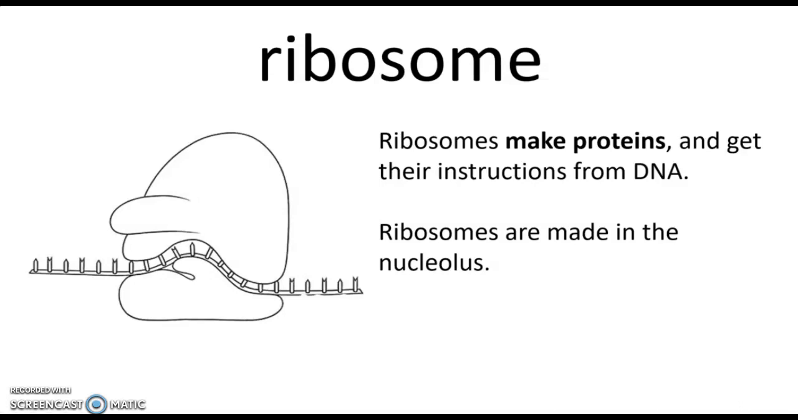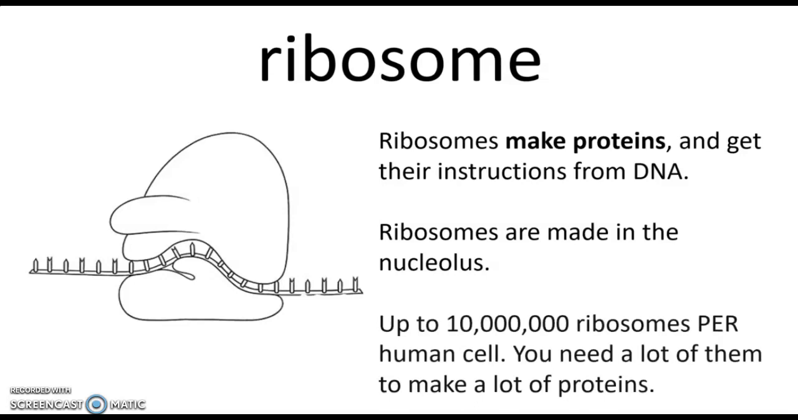But that's where they're made, in the nucleolus. Remember, you can hit pause. You don't have to frantically write down everything I'm saying. Just hit pause. And there are 10 million ribosomes per cell in your body, and you have 30 trillion cells. So you have a lot of ribosomes.